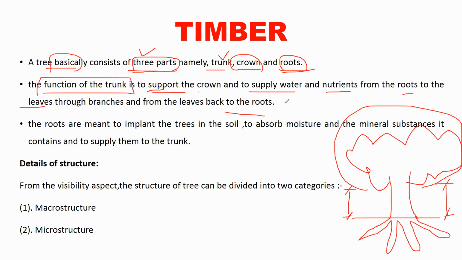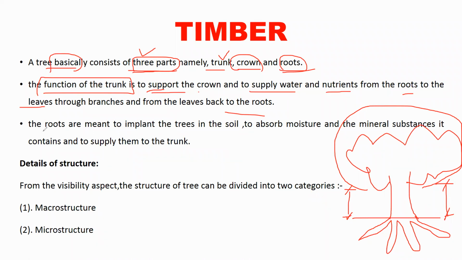Then from the leaves it will go back to the roots again. The water and nutrients supplied to the leaves undergo photosynthesis and all those processes, food is prepared, and that again is supplied to the roots. So the function of the trunk is taking water and nutrients from the roots, supplying them to the leaves, and giving the food back to the roots again.